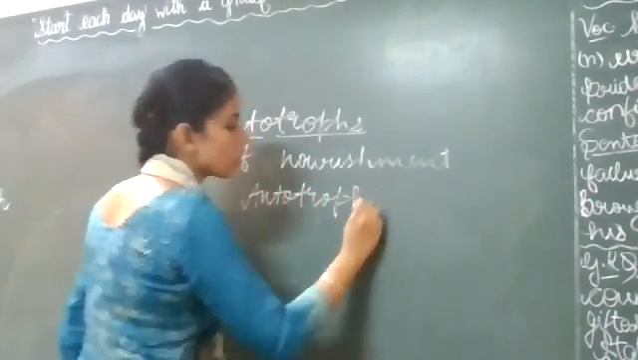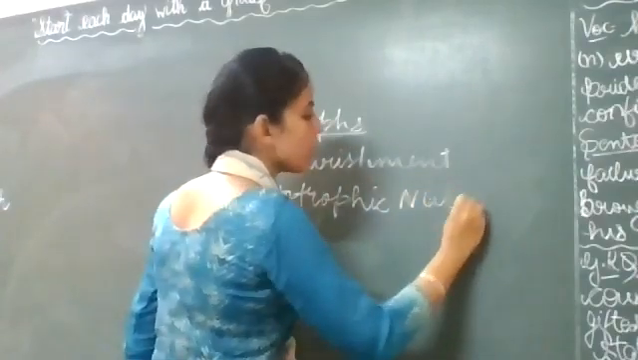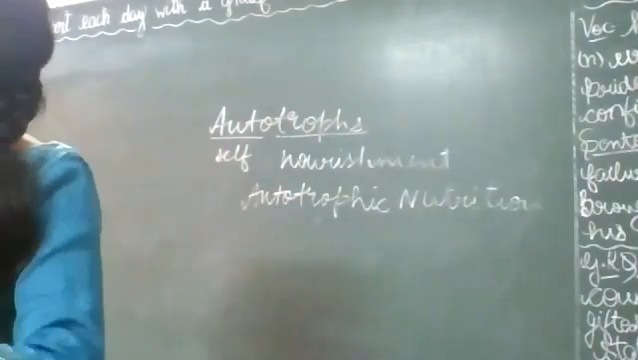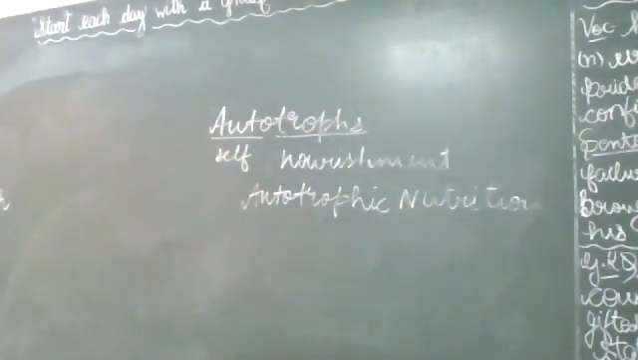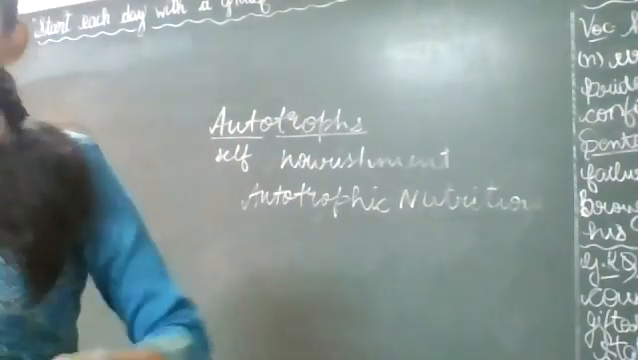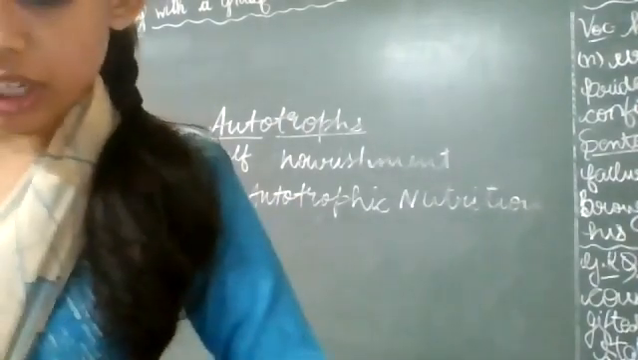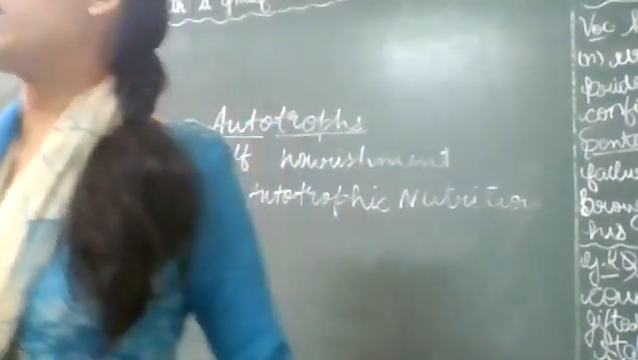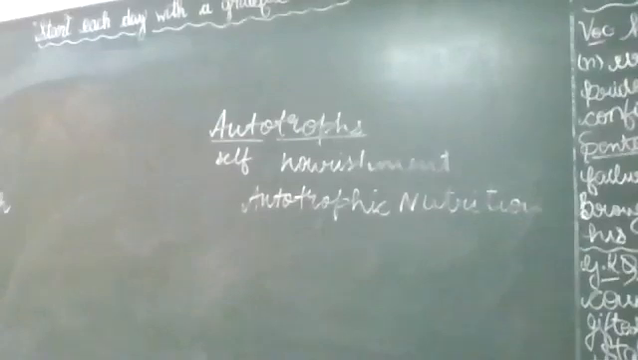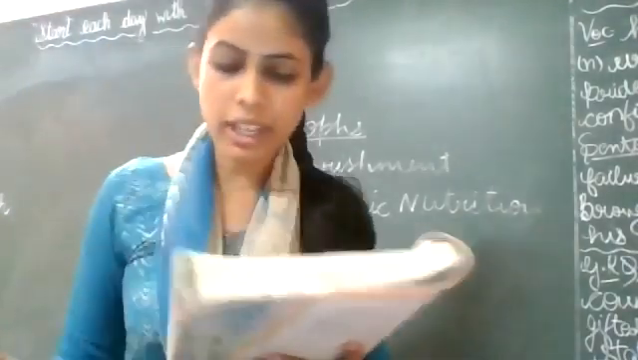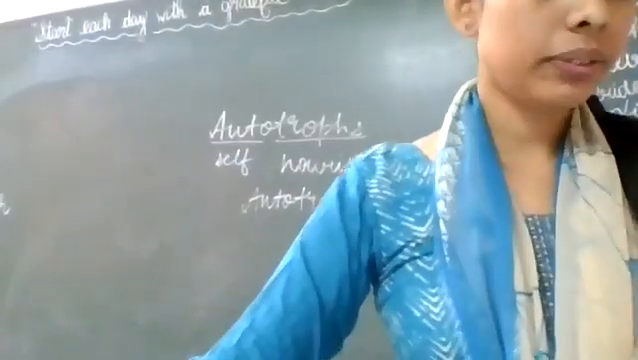Autotrophic nutrition. And the next term is heterotrophs. Heterotrophs are the organisms that cannot make their own food and they depend on the plants. Those that make their own food are called autotrophs. Clear? Next term is heterotrophic nutrition, the process by which organisms obtain food from the plants or animals. And that is called heterotrophic nutrition. Clear?